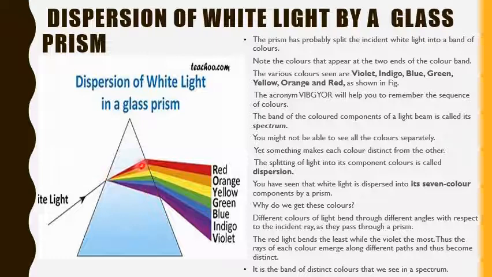Okay, so every color is taking a different angle. That is why we can see them in one line like that. It is a band of distinct colors that we see in a spectrum. You can see a band of distinct colors over here. Okay, so this is how dispersion of white light through a glass prism takes place.